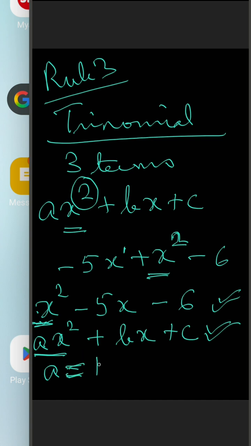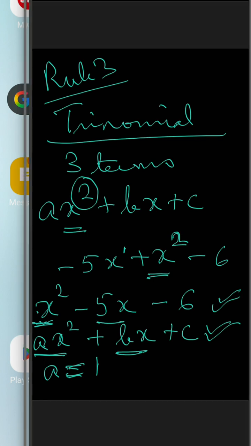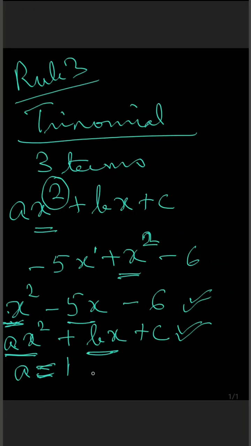Value of a is 1. If I compare this bx with minus 5x, what is the value of b here? B would be minus 5. And if I compare this c with the given equation, the c would be minus 6.